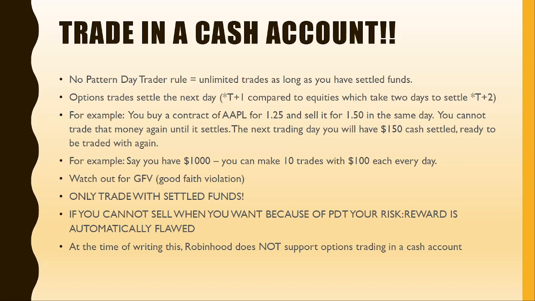So another example, say you have $1,000 in your account and you divide it into 10 trades with $100 each. Now that's a lot better than 3 day trades in a 5 business day period. That gives us a lot more wiggle room. And just watch out for good faith violation. You can only trade with settled funds. If you cannot sell when you want because of PDT, then your risk to reward is automatically flawed.